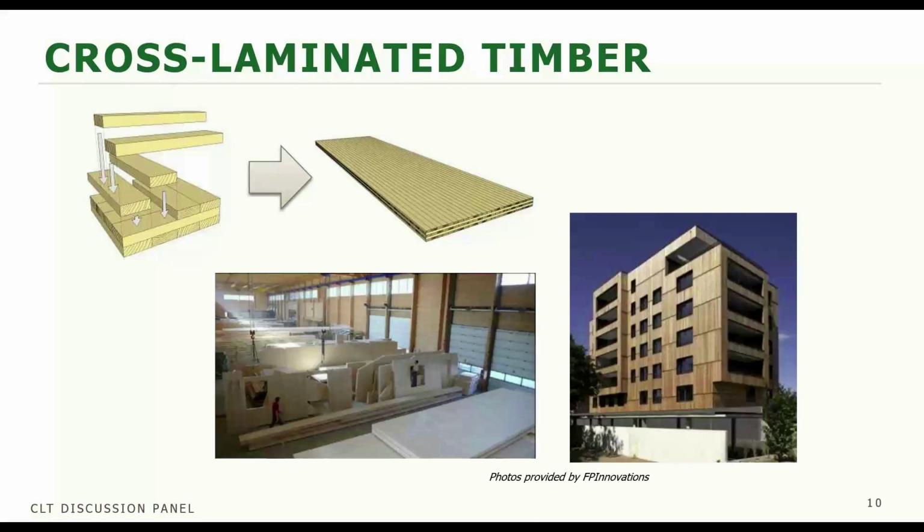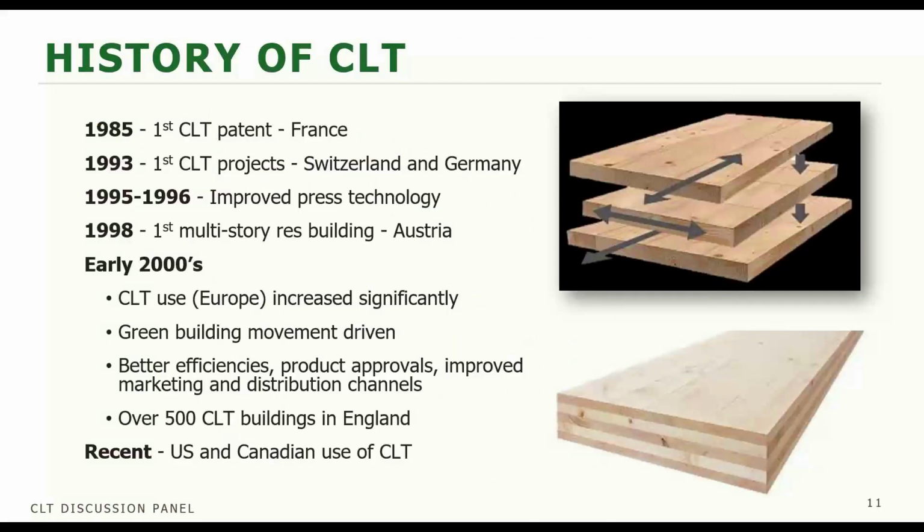As you can see, we have an illustration here that shows that we take nominal 2x lumber, so that's 1.5 inches actual thickness, and we laminate them so that the adjacent layers are perpendicular to each other. That allows us to develop a panel product that can be used for walls, floors, roofs, pretty much any part of the building that you want. You can see in this illustration at the factory, we can have the openings all pre-cut, and it really does lend itself to an expeditious type of construction.